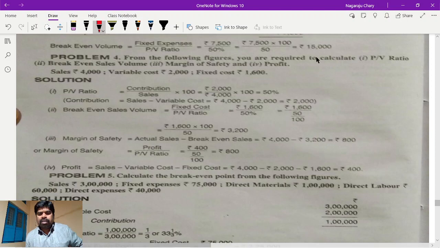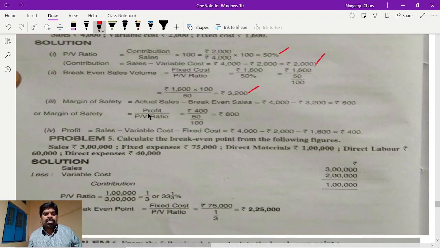From the following figures, you are required to calculate PV ratio, break-even sales value, margin of safety, and profit. PV ratio is contribution by sales into 100. That is 2000 by 4000 multiplied with 100. Then we get 50%. Here, contribution is the difference between sales and variable cost, which is 2000. So break-even sales is fixed cost by PV ratio, that is also 3200. And the margin of safety is actual sales minus break-even sales, that is 800.